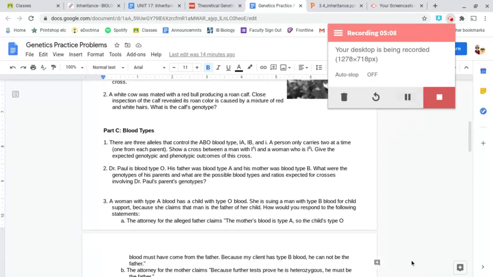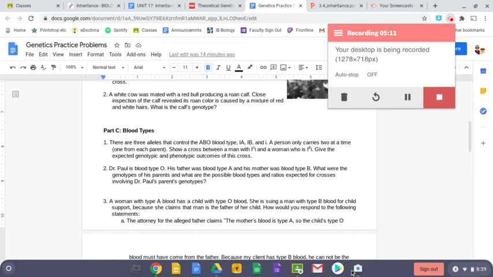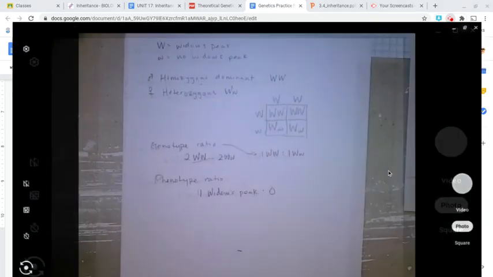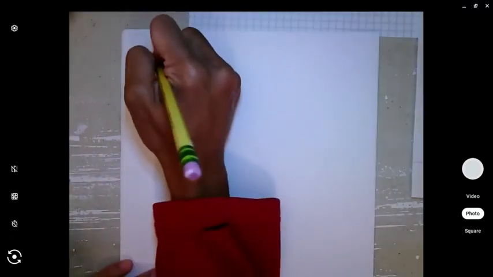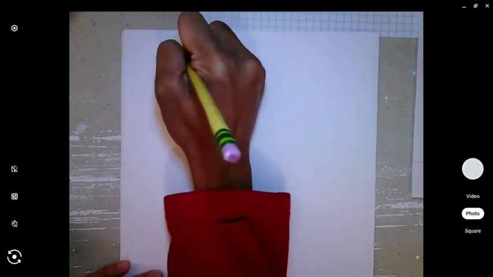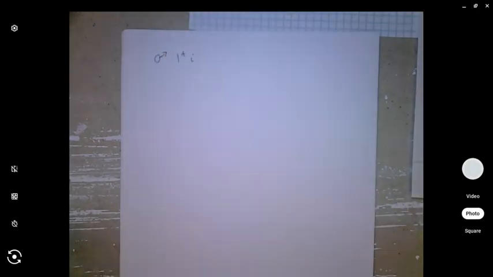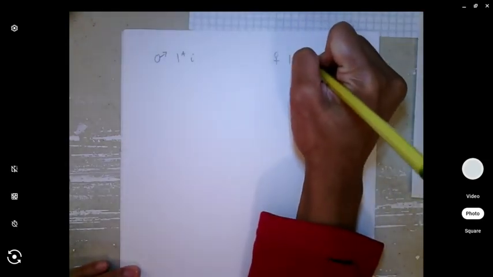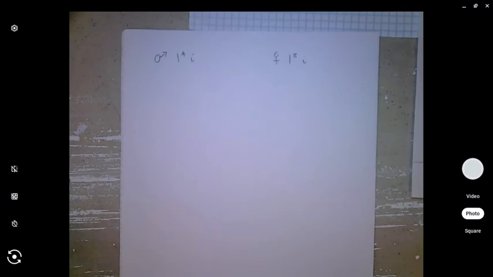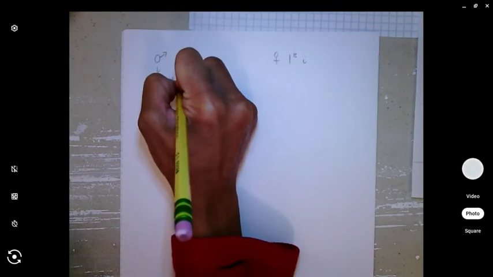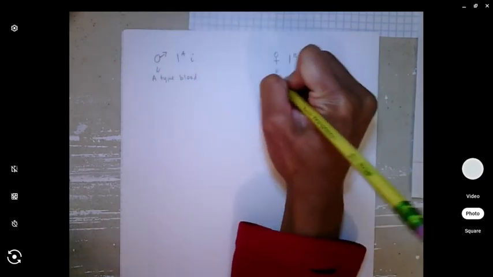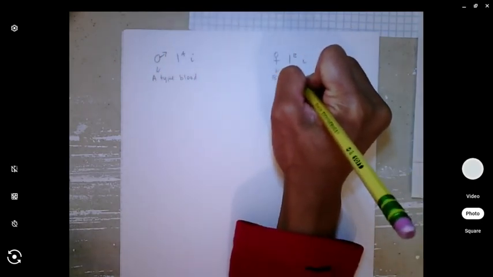Okay, so let me get this. All right, so the man, his genotype is this. The female, her genotype is this. Just know that this man has A type blood and this female has B type blood.